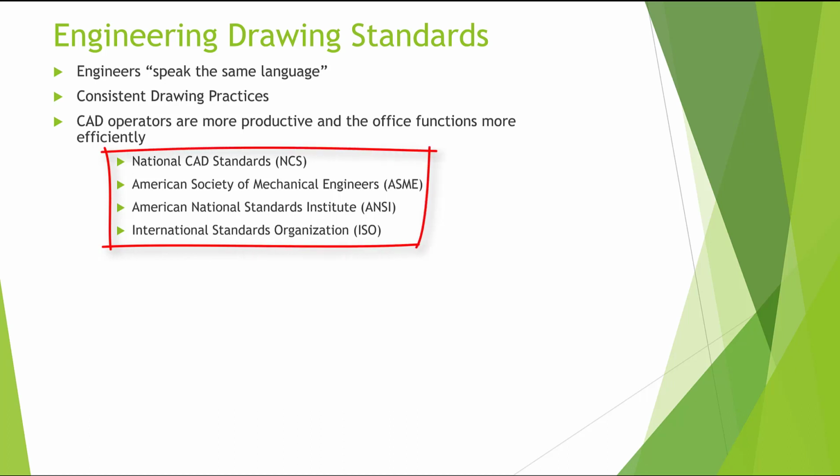The National CAD Standards deals with drafting conventions such as layers and symbols. ASME governs things like dimensions and tolerances, while ANSI governs paper sizes, and ISO is the metric equivalent to ANSI.